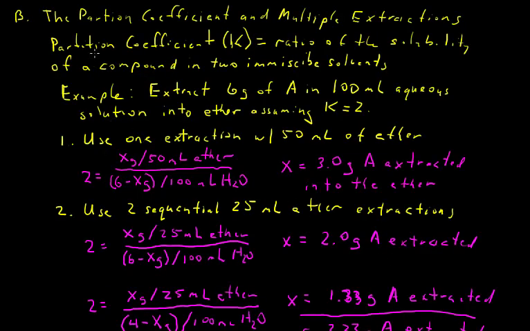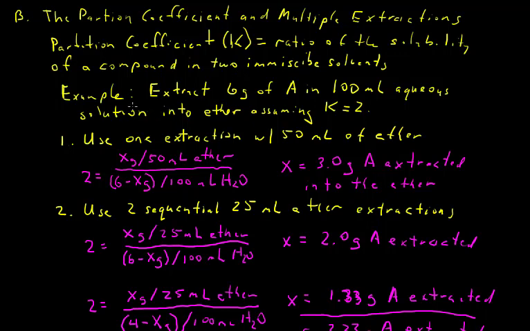Okay, I'd like to go into a little more detail in the theory now, because that has important implications for our procedure when we do extractions. What I'd like to talk about is the partition coefficient and the concept of doing multiple extractions versus single extractions. The partition coefficient, abbreviated K, is like an equilibrium constant. It is the ratio of the solubility of a compound in two immiscible solvents. As long as the partition coefficient is greater than 1, that compound can be extracted into a new solvent from a solution that it's already in.